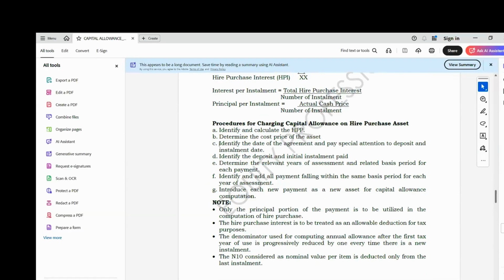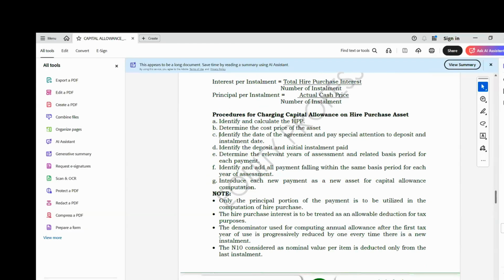The denominator used for computing annual allowance after the first tax year is progressively reduced by 1 every time there is a new instalment. You know that when you are calculating your annual allowance in the second year, the number of years will not be the same again. This is also applicable when an asset is acquired on hire purchase. So the number of years will keep falling until you get to the end of the useful life.